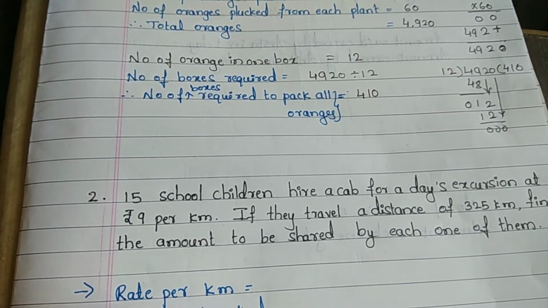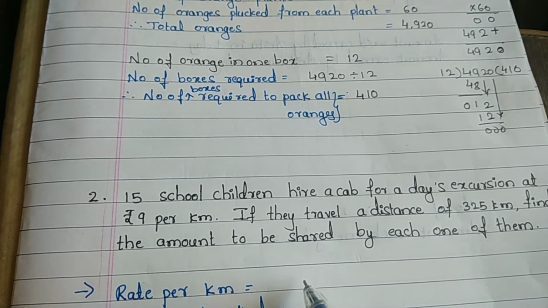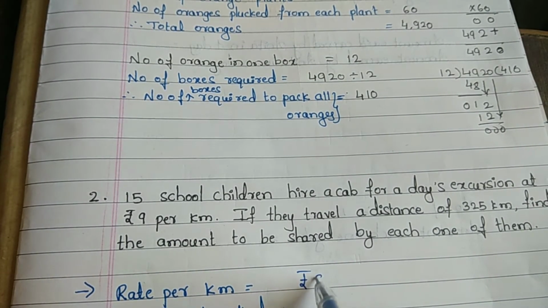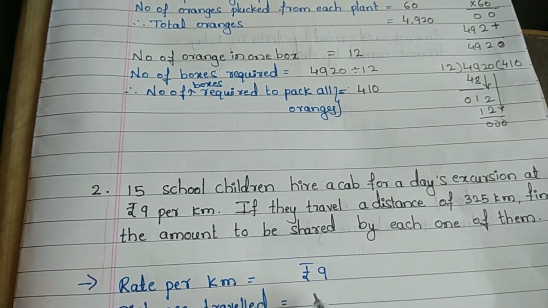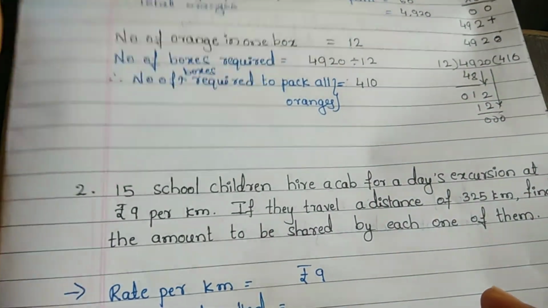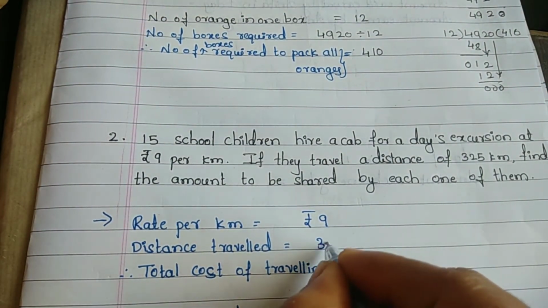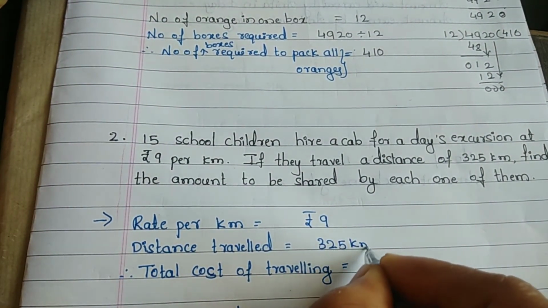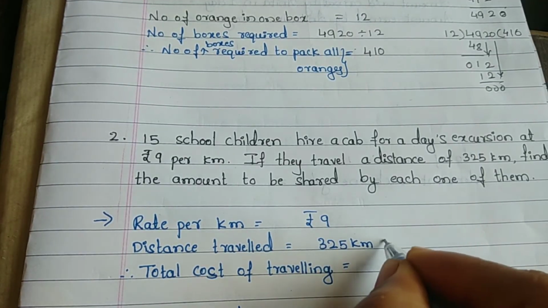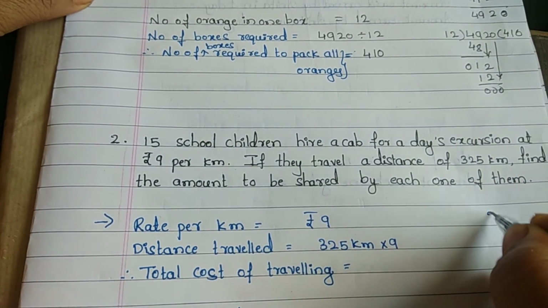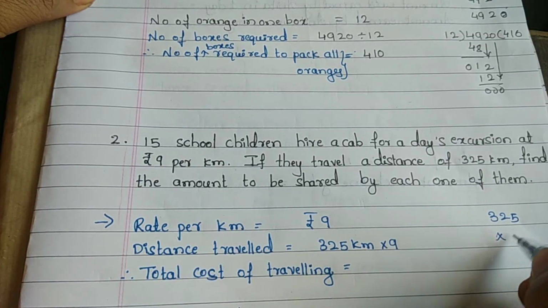Okay, rate per kilometer, we know that rate per kilometer is how much? Rupees 9. Then distance, how much did they travel? 325 kilometers. Then what should we do? 325 into 9. Okay, see here, 325 into 9.